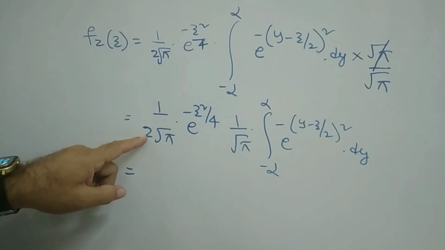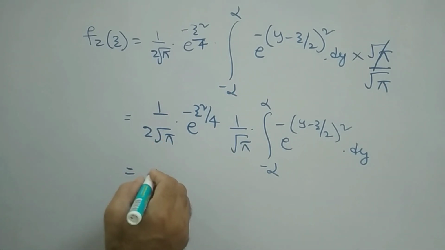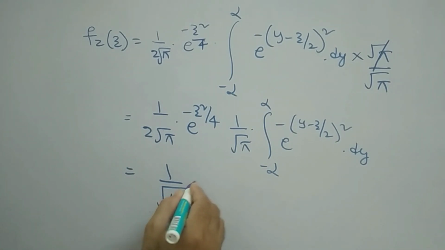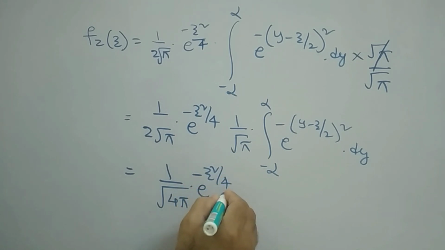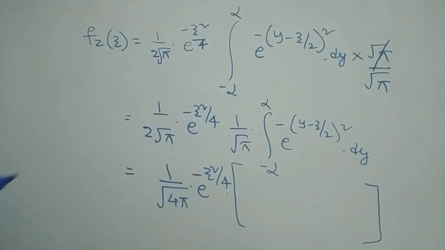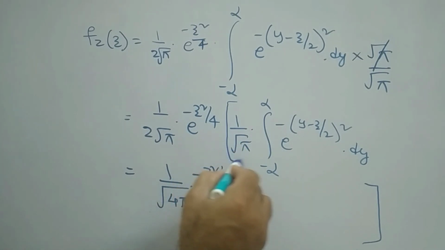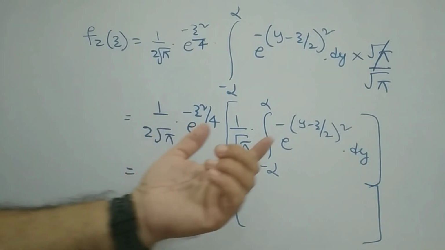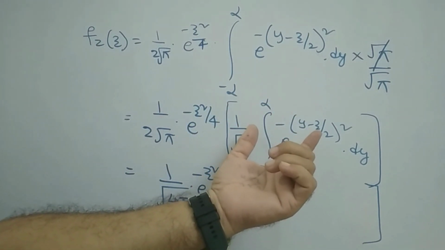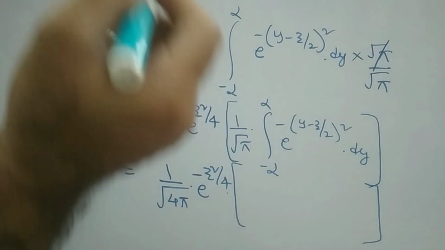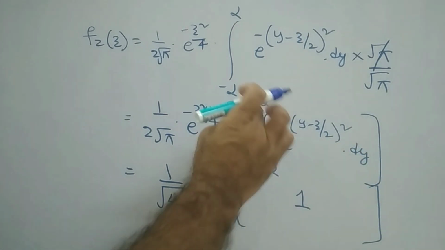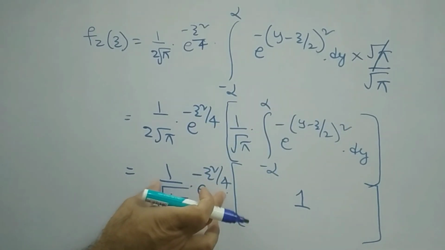Now, these two you can write within the square root also. If you put these two within the square root, you can write 4 pi into e power minus z square by 4. And now if you put the bracket, in this bracket you can write the entire term again here. So what is this actually? This is nothing but the normalized probability density function. According to the property of that density function, this value becomes 1. Therefore, the entire integral becomes 1. Then what is left? This part is left.